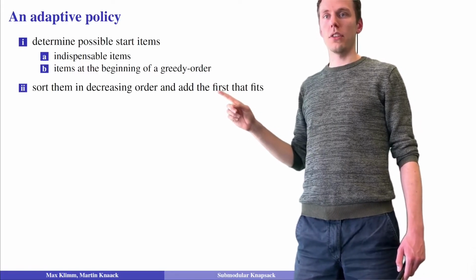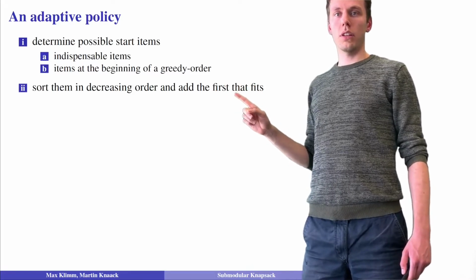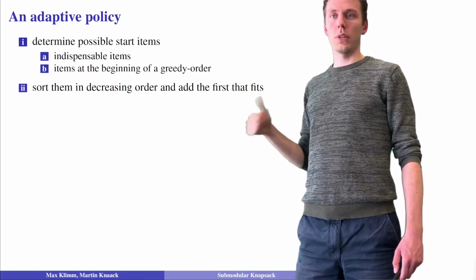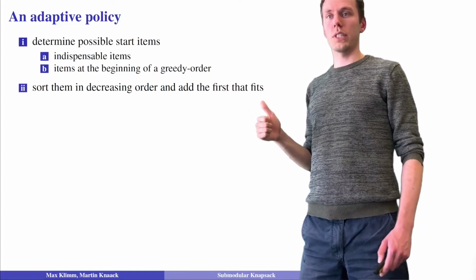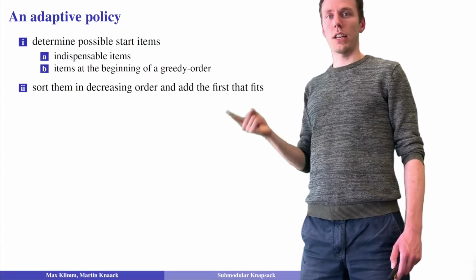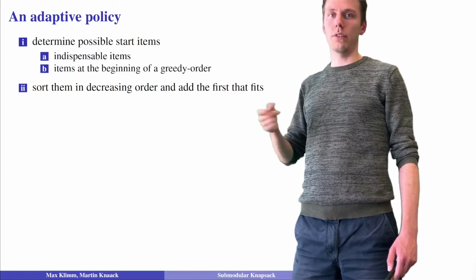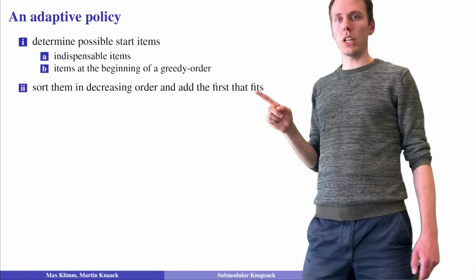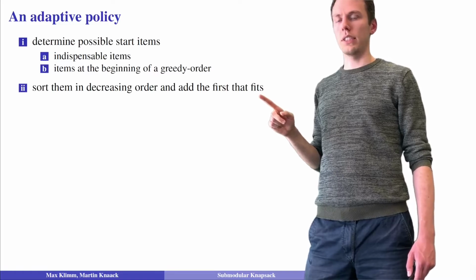The second step is that we sort these items in decreasing order, and we add the first one that fits to our knapsack solution. So we are starting with the largest one. If this fits, then we continue with step 3. And if it doesn't fit, we look at the second largest. If this fits, then we continue with step 3. Otherwise, we look for the next largest. So we are adding one item here in step 2. Only when all items are too large, then none of the items is added.